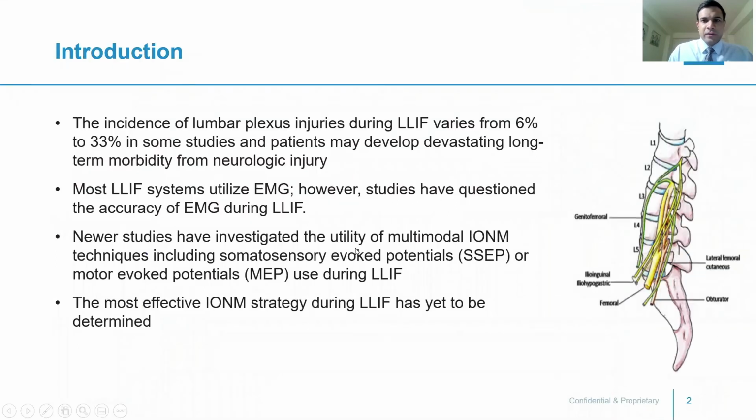Neurologic complications after LLIF are one of the most common complications. Most LLIF systems today use EMG, but some studies have questioned the utility of EMG during LLIF. Newer studies are starting to look at multimodal intraoperative neuromonitoring, including the use of SSEPs and MEPs, but the ideal neuromonitoring strategy is yet to be determined.